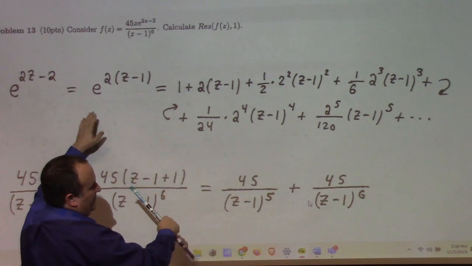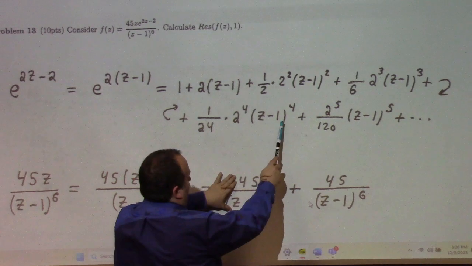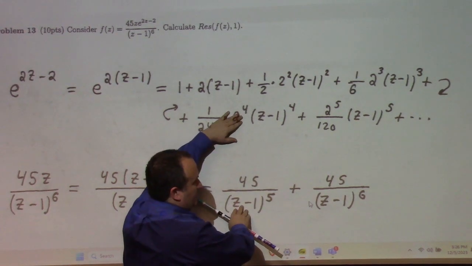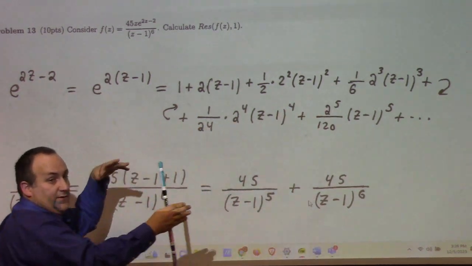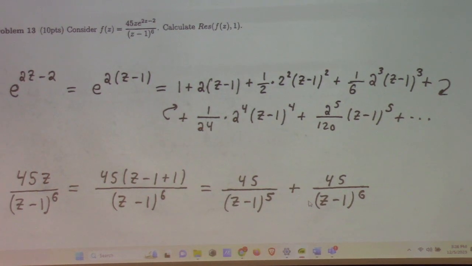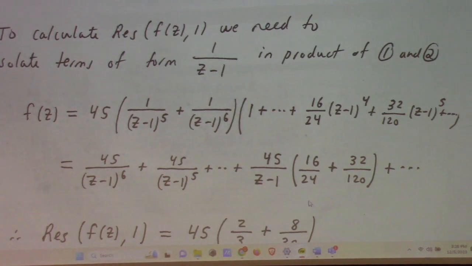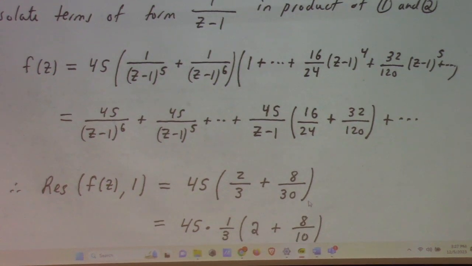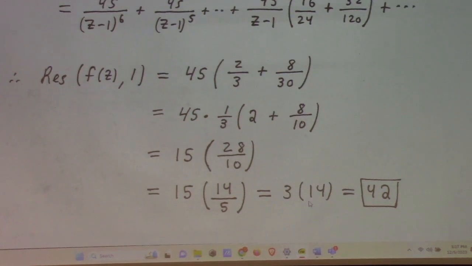How can I get a reciprocal term? I can only get a reciprocal term from 1 over the 5th power times a 4th power. So like this times this is going to give me a reciprocal term. And this times that is going to give me a reciprocal term. And that's it. Those are the only 2 possible ways to get a reciprocal term. That's all I need to look at in order to calculate the residue. So I did that. And that gives me 45 times 16/24 plus 32/120ths, which this one worked out better. Works out to 42. There we go.